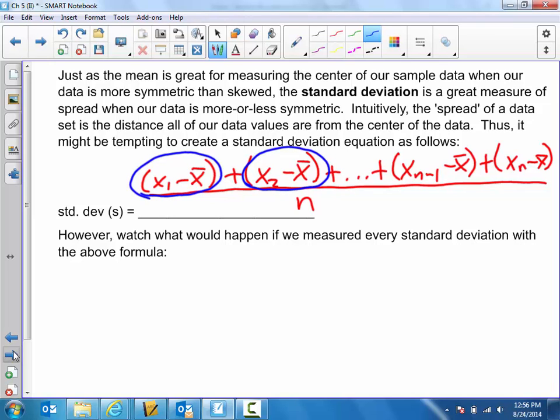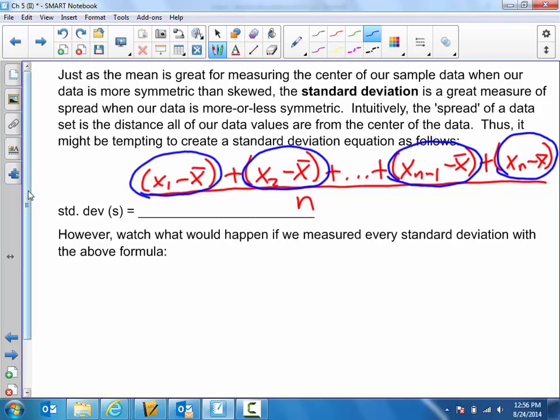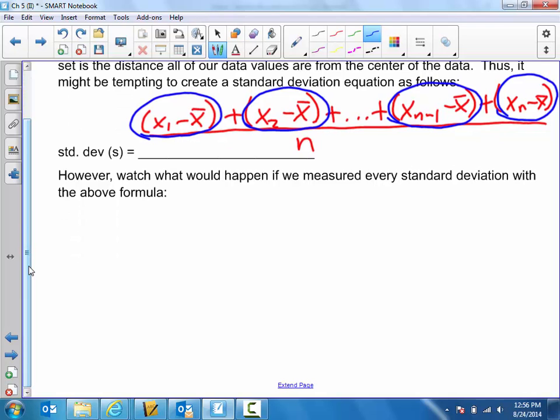So you just add those differences up, divide through by n, and that fraction would tell us how far the data values tend to be from the center. Well, the problem with that, and some of you might see this problem already, just from me having written that, is let's look at a sample data set here.